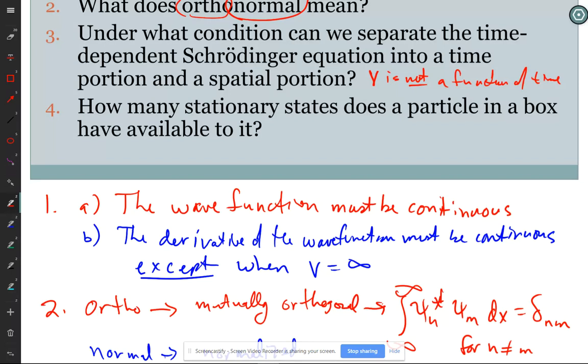Okay, the last one. How many stationary states does a particle in the box have available to it? Yes. It has an infinite number of states, from n equals 1 to any positive integer.